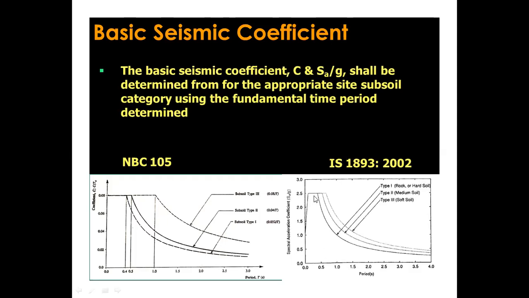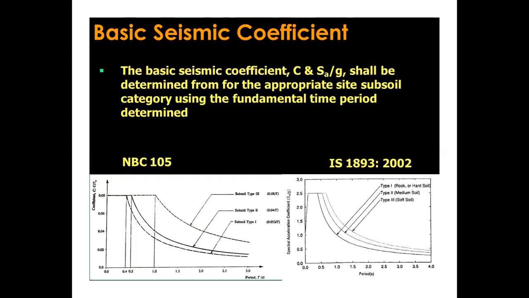So here 2.5 is considered as the intersection point, right? So Sa by g value is 2.5, right? So there are only two values given, fundamental natural period and type of soil. Because of these two values, we easily find out this Sa by g, which is a basic seismic coefficient, right? I hope you understand that.